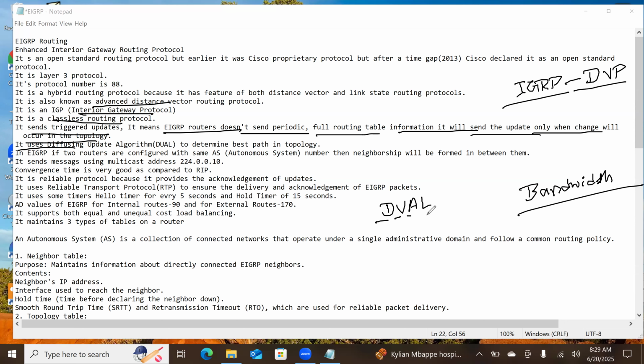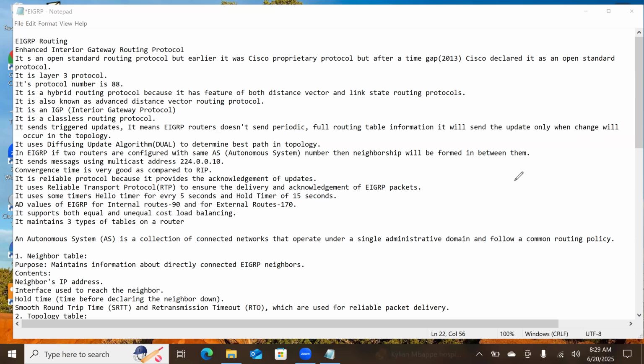Diffusing update algorithm, to determine the best path in the topology. In EIGRP, if two routers are configured with the same AS number, then neighborship will be formed between them. Here, just like what we have seen in OSPF, there it was the area. If the areas were different, then the routers will not exchange the routes between them.